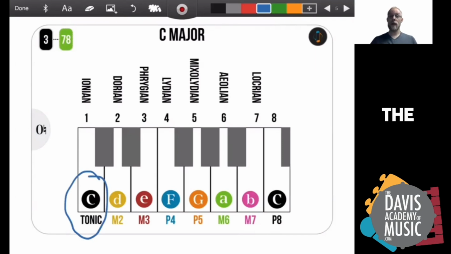Now don't get bogged down by all of the terms you see on your screen, but look at this C. We're going to call C the tonic. That just means that's the note we're going to start on. Now if you look real quick, C, D, E, F, G, A, and B, those are the only 7 notes in our scale. Above this graph, you'll see all of the church modes.